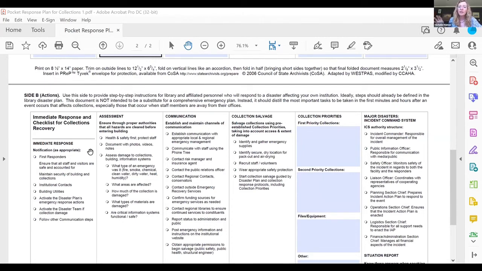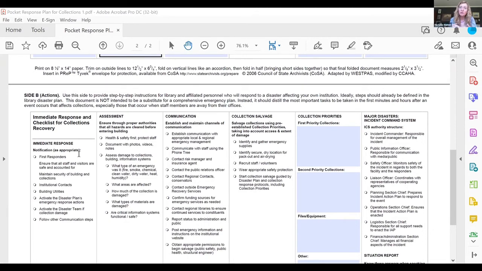So your notification. Obviously the first thing is to get the right people, your first responders, notified. You've got to make sure that you tell all the relevant staff and visitors, and that they are safe. If there's a fire, it might mean evacuation, and you're not doing the evacuation plan here, but you would obviously need to have one and follow that.